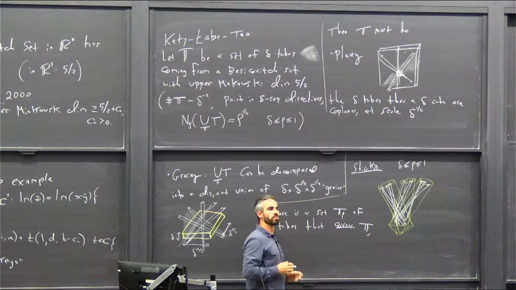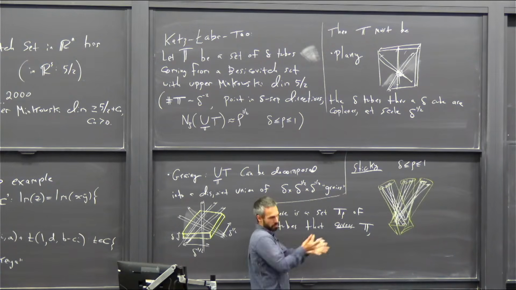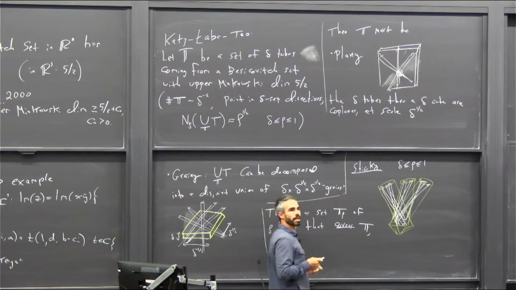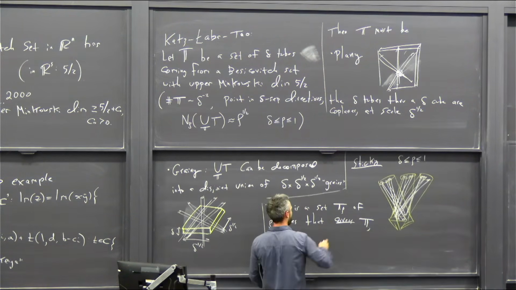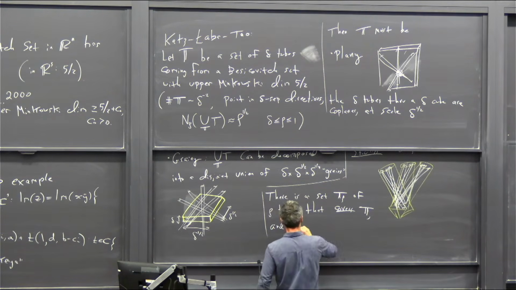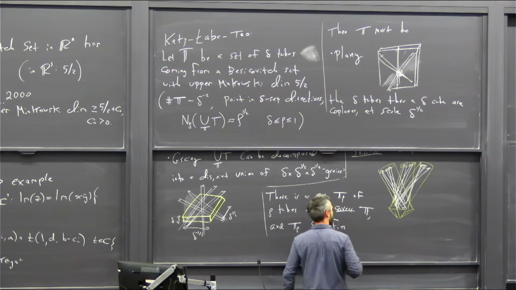Or I could say something a little bit stronger. I could say that these rho tubes themselves either point in rho-separated directions. That particularly tells me there's at most rho to the minus 2 of them. Or I could say that they satisfy the convex Wolff axioms, which is what I was saying yesterday. Maybe I'll say that. So it covers T, and T rho satisfies the Katz-Tao convex Wolff axioms.